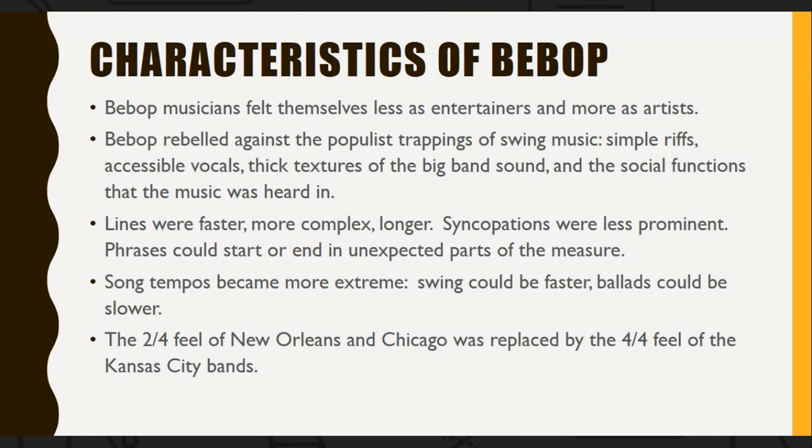Part of why it was hard to dance to it is because the tempos became more extreme. As you heard, that song kind of cooked along pretty fast, and that wasn't even the fastest bebop song. The tempos would become very, very fast, and sometimes when they played ballads, they would become very, very slow. So it became a lot harder to play over this music.